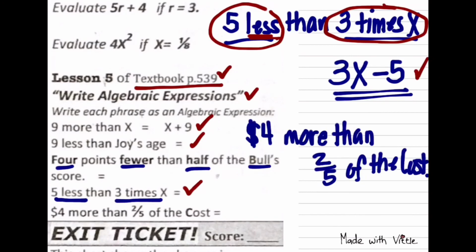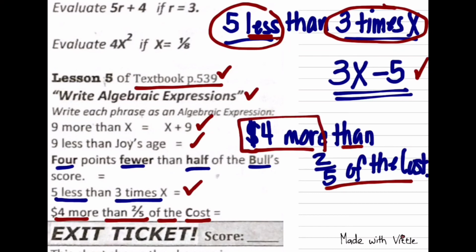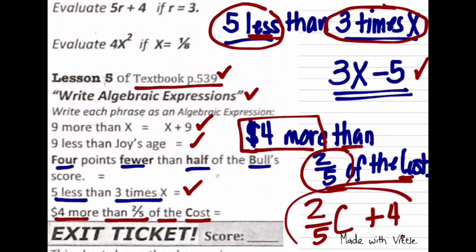Let's work on the last phrase. 4 more than 2/5 of the cost. Now we know that 4 more is adding 4, and we know that addition and subtraction should always be at the end. So it's going to be plus 4 at the end of our algebraic expression. But what would be at the front is the 2/5 of the cost. And we don't know the cost, so we're just going to use letter C, a variable to represent the cost. So write down 2/5 C plus 4. And therefore, this is your final answer, or the algebraic expression that represents this phrase.